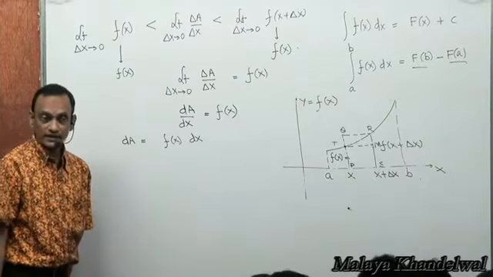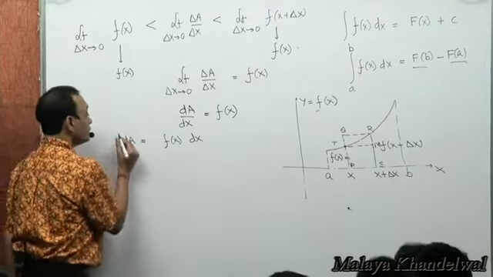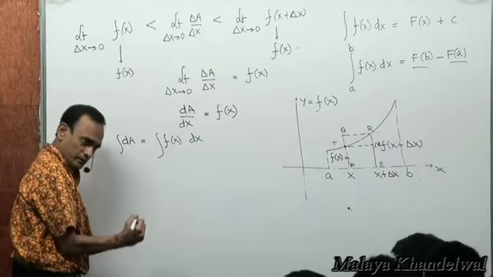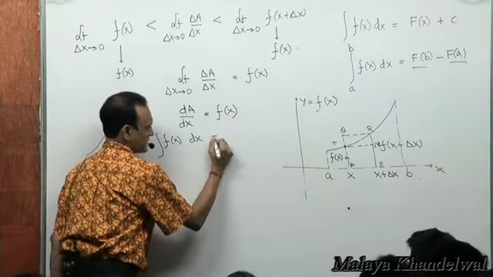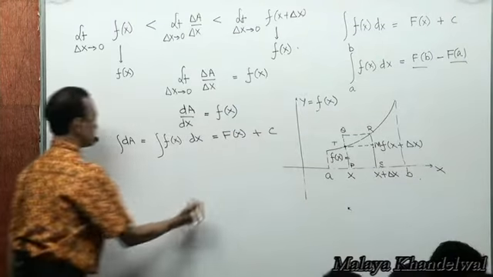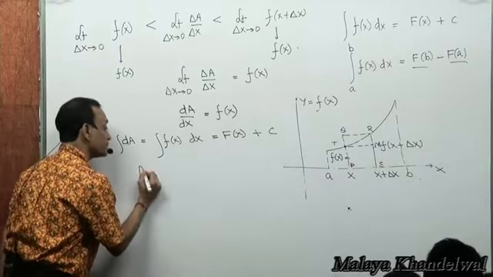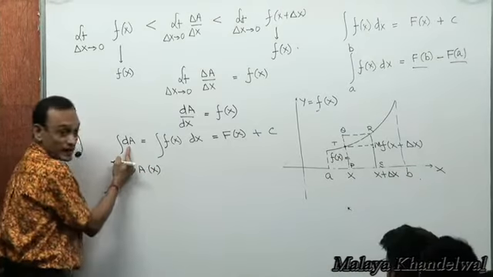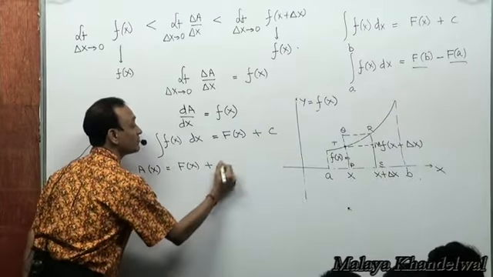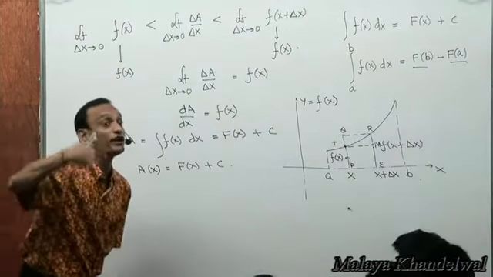That's going to be the area up to x, right? If I integrate both sides, the integral of f(x) dx, let's say, is some capital F(x) plus C. The integral of dA will be A, that means the area up to x. So the area up to x is going to be F(x) plus C. C will depend on where x is.